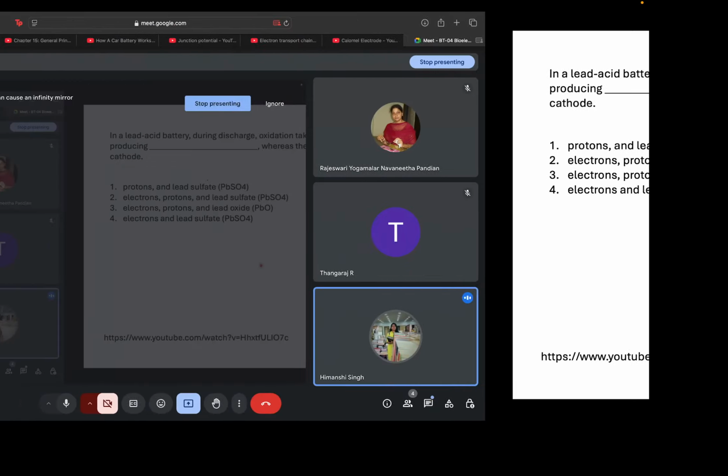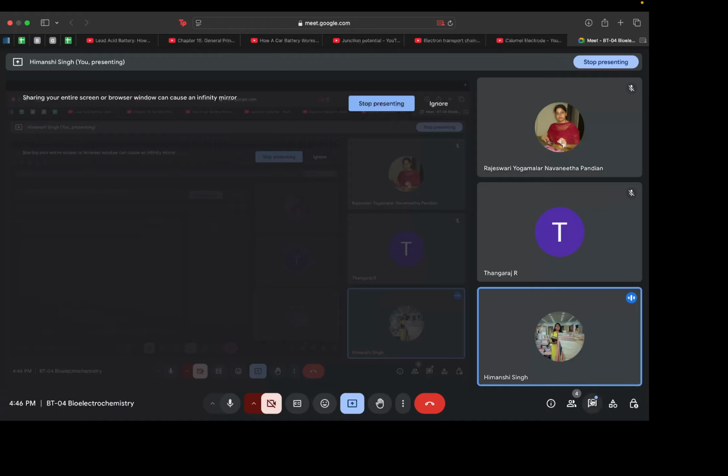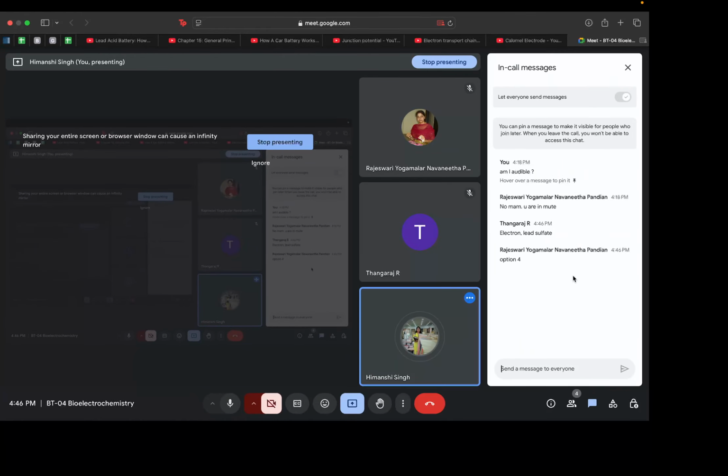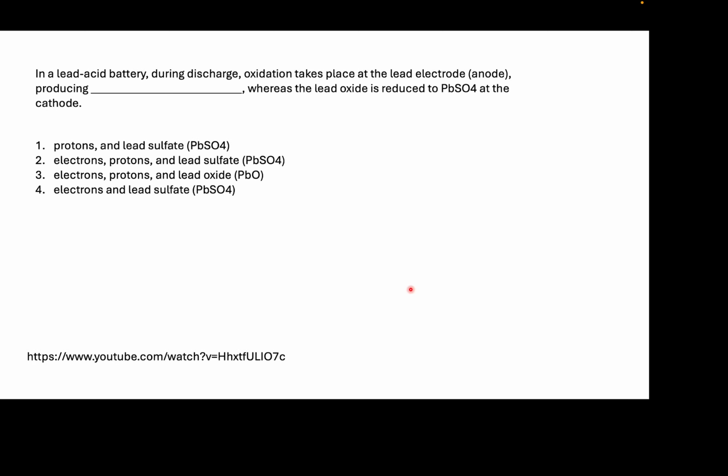I hope some of you might have attempted it. Let's check. Okay, electron and lead sulfate, option 4, that is electron and lead sulfate. Yeah, but we are forgetting about the protons. And why are we forgetting about the protons?